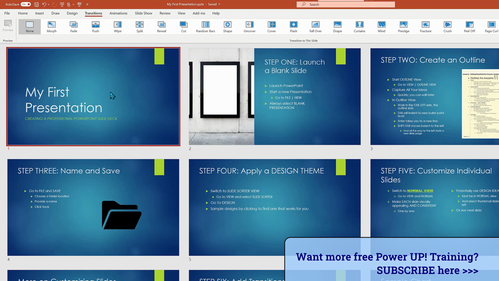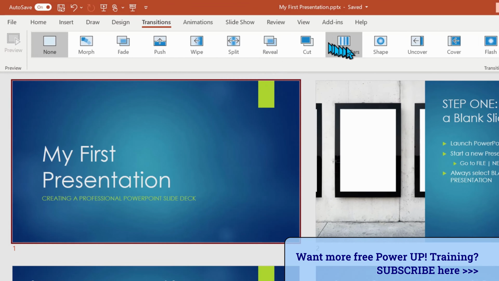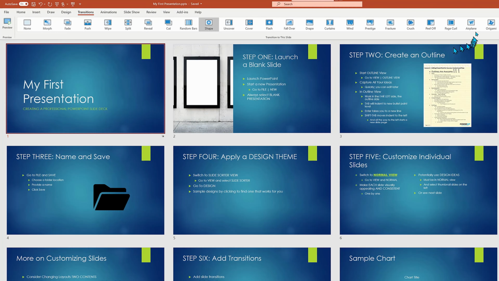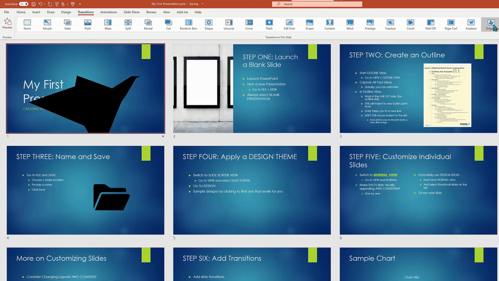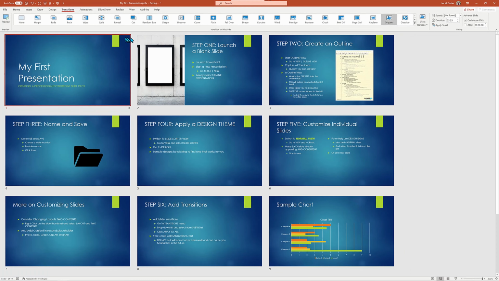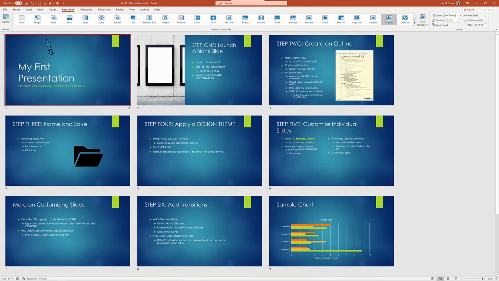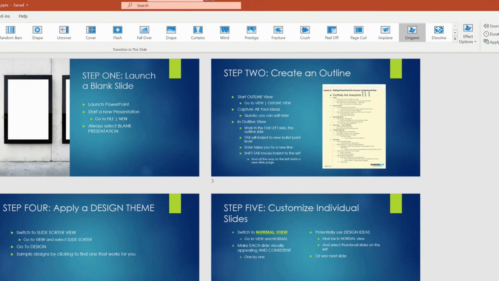For older software versions, you may need to use the slideshow to preview the results, and I'll show that in a few moments. Let's try out random bars and watch the first slide. Next, we'll try shape and see the circular change. There are tons of choices, and some of them are wild. The wild ones might seem like a good idea late at night, but trust me, it's an amateur mistake, such as the use of origami. So, for professional presentations, keep with the subtle.